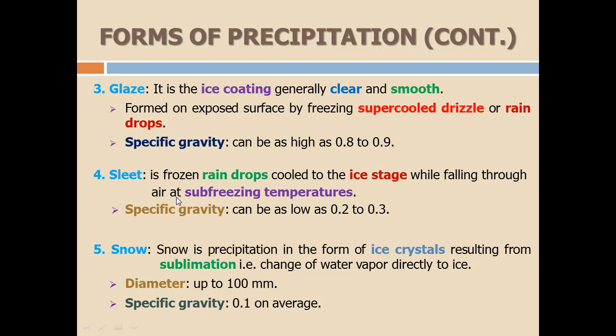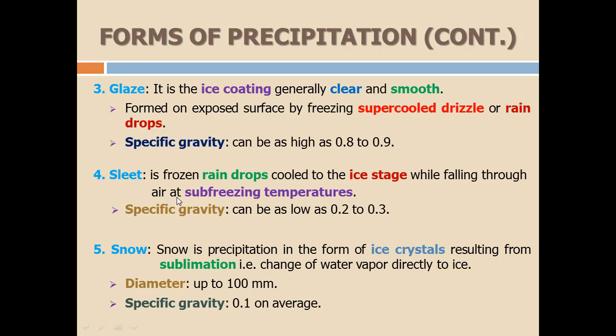But on the way, a layer of air comes whose temperature is below 0 degrees centigrade. So when these drops enter that freezing air, they also convert to the ice stage, to the solid form. Now when they fall on the ground, they are just like hail, but this is not hail. Hail particles are very large and sleet particles are small.